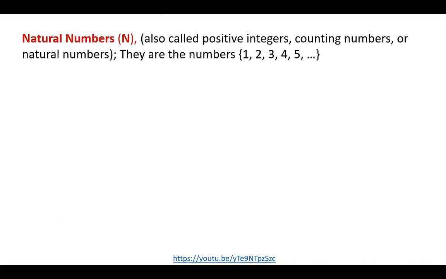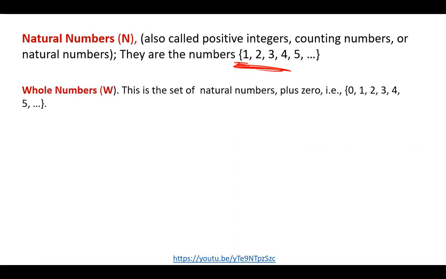Okay, let's talk about natural numbers. Natural numbers are simply counting numbers starting with 1. When you're counting numbers and you start with 1, those numbers are called natural numbers. Sometimes these are called positive integers.